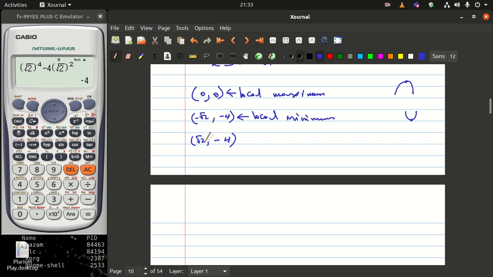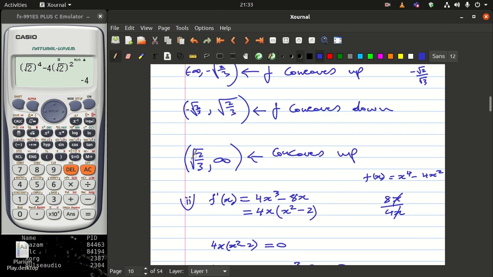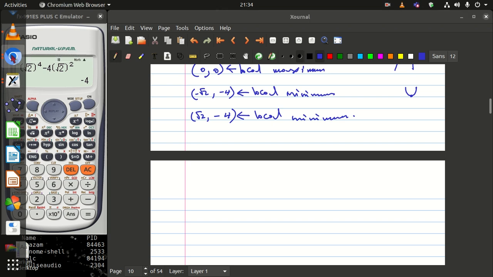And then this one is positive. If it is positive, it must be in this interval between two positive numbers. Positive numbers tell us that we have concave up. Concave up is like this, so this point is somewhere there. So we also have a local minimum here. That's how you end up solving this particular question.